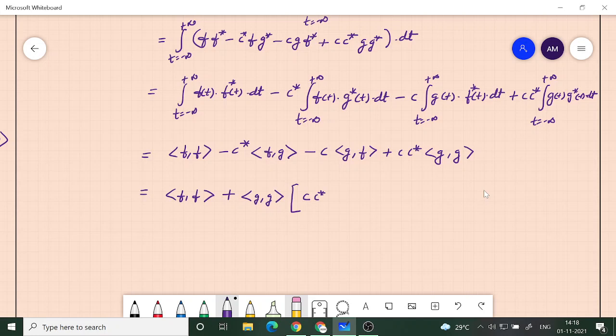Then I have the next term. I will write this one, C star F comma G divided by GG, because I have taken out GG. There was no term GG here, so when I take it out, I have to divide. GG, according to the first postulate, is a real number, a positive number. I'm taking it out, so wherever it is not there, I have to just divide by it. And then the last term is C.